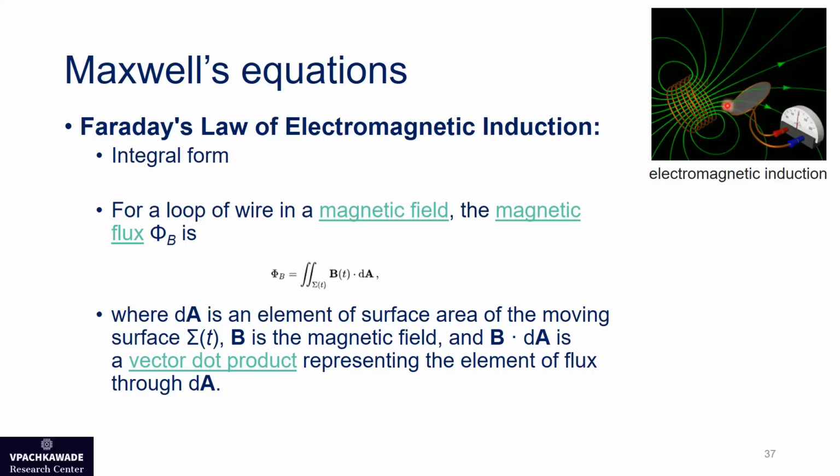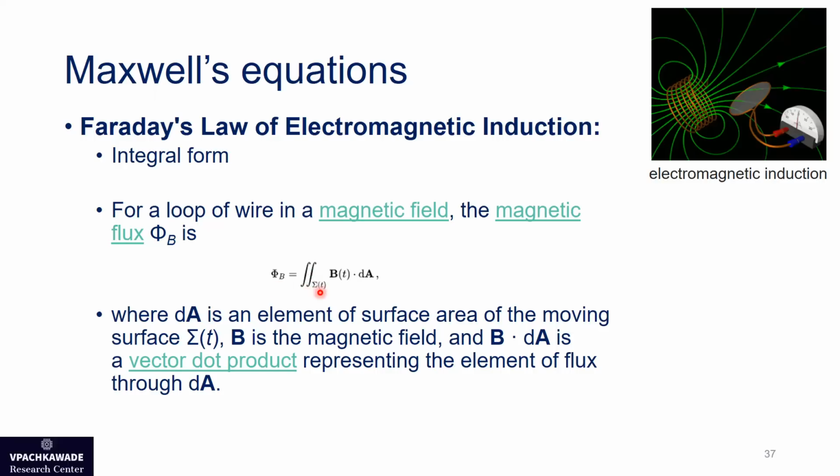See, these green lines are the magnetic field lines. They are coming in contact with the loop of wire. So the magnetic flux, in other words, is equal to the surface integral of the magnetic field lines over the surface area of the loop of wire. So here phi b is the net magnetic flux that gets produced.